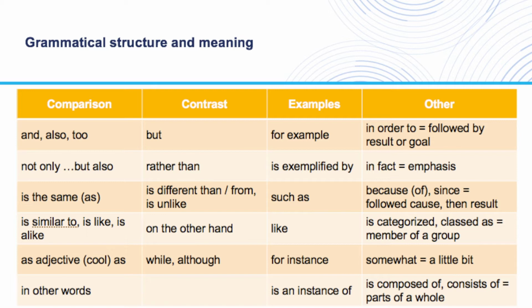Examples are a good way to show a meaning. The last column shows some other common words and phrases with the meaning cause and effect, emphasis, categories, and parts and whole. These can all help us with meaning.